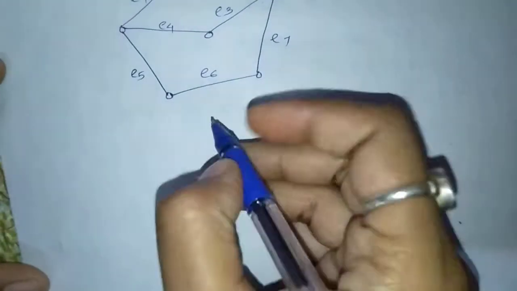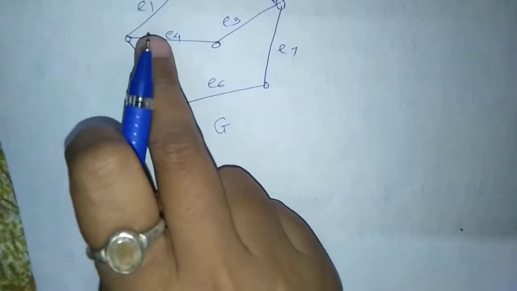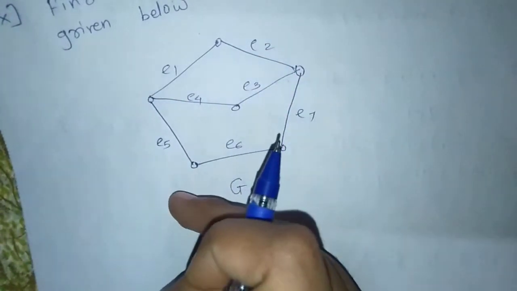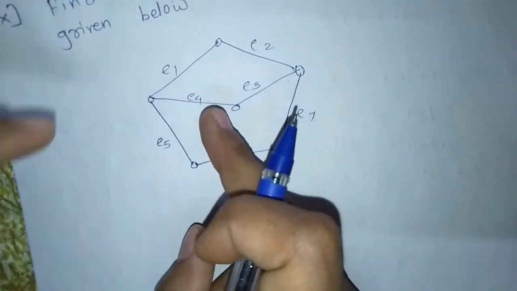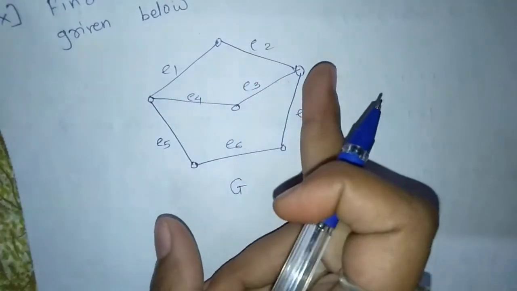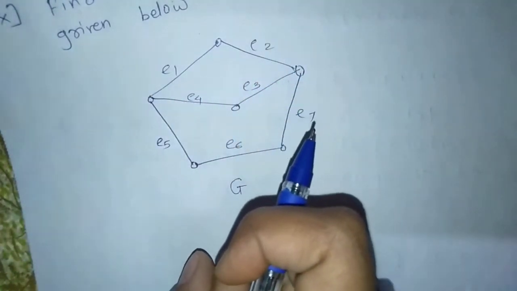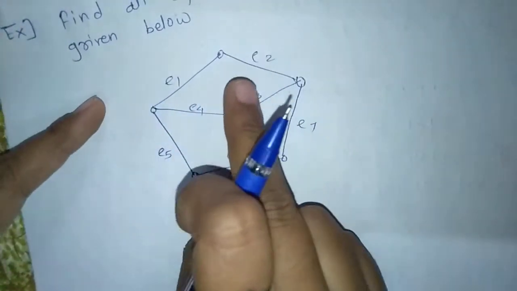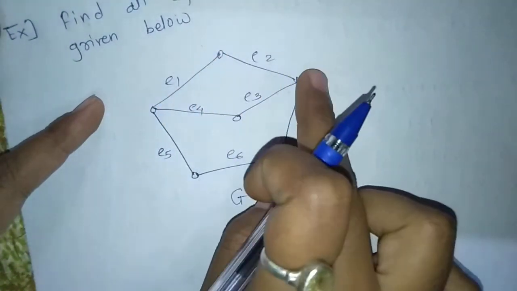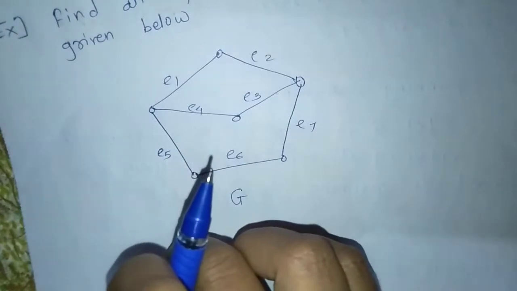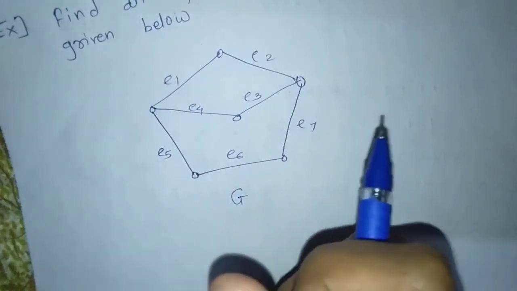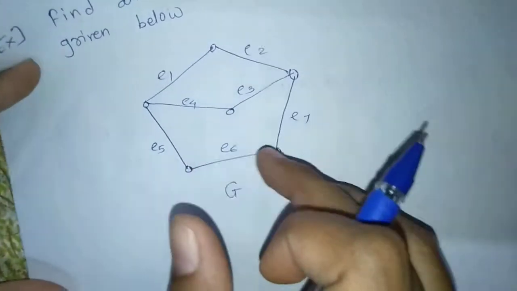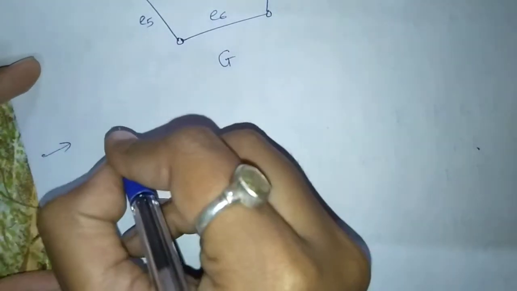Here in the graph, you can see that there is no name for the vertices. You can put the names of the vertices or not. It is fine. Here the number of vertices is 1, 2, 3, 4, 5, 6, so 6 vertices. And how many edges? 1, 2, 3, 4, 5, 6, 7. 7 edges. Now the solution.